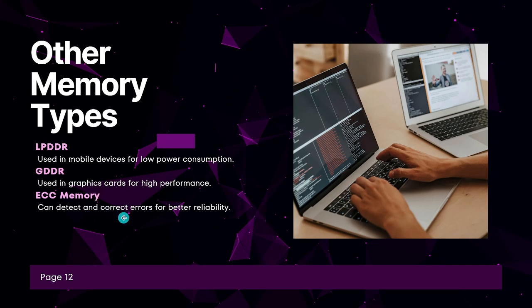So as we say, it corrects errors for better reliability. The LPDDR is used in mobile devices because it is low power and saves a lot of power. The GDDR is used in graphics cards for high performance, and the ECC memory is used in servers because it can detect and fix errors, making it more reliable.